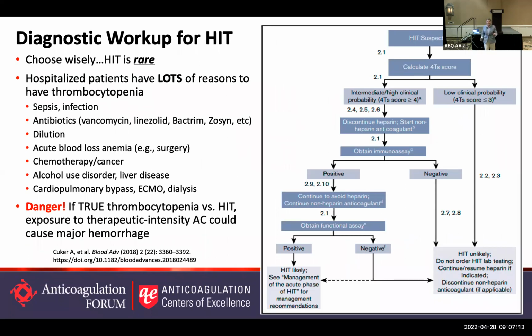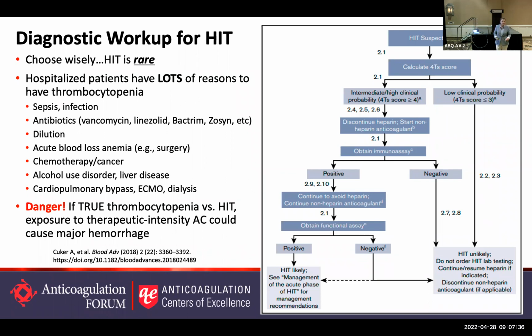So HIT is rare, okay? Choose wisely in who you want to work up for HIT and who you want to treat for HIT, because remember, we're thinking HIT is prothrombotic, but if it's not HIT and your patient is truly thrombocytopenic and you blast them with therapeutic anticoagulation, you're going to precipitate a big hemorrhagic event. So you got to choose wisely.